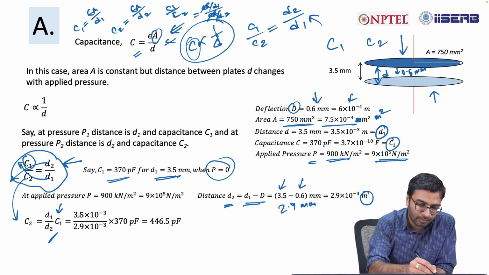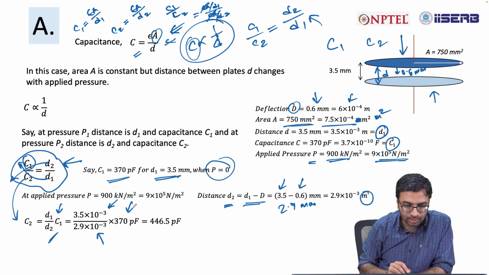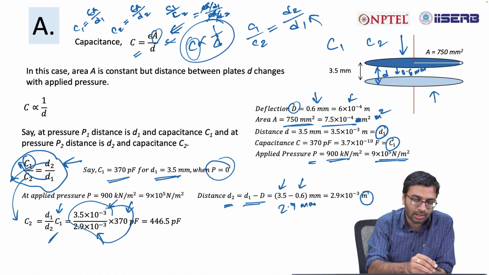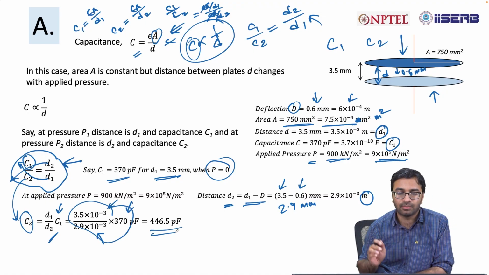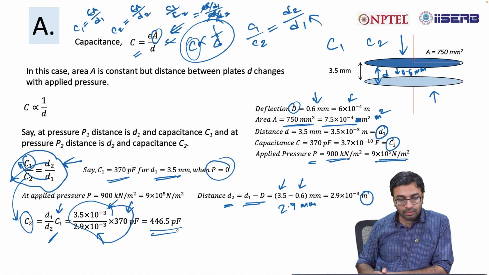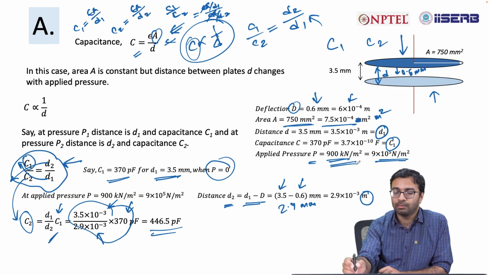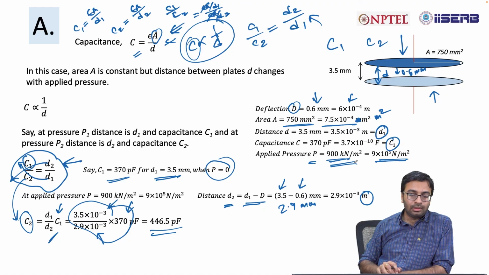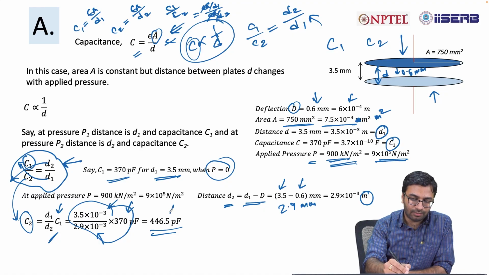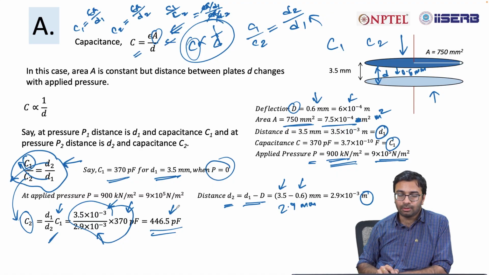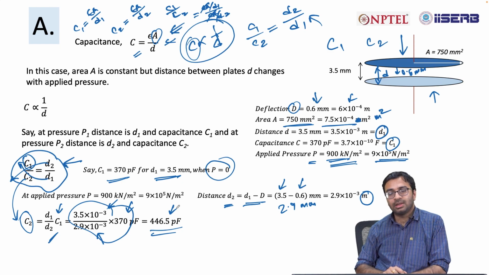Now put the values. D1 is 3.5 into 10 to the power minus 3 meter. D2 is 2.9 into 10 to the power minus 3 meter. Your C1 is 370 picofarad. So if you do this calculation, you'll figure out that C2 is 446.5 picofarad. So the value of the capacitance when you apply a pressure of 900 kilonewton per meter square will be 446.5 picofarad. So that is how you can calculate the capacitance value associated with this sensor.